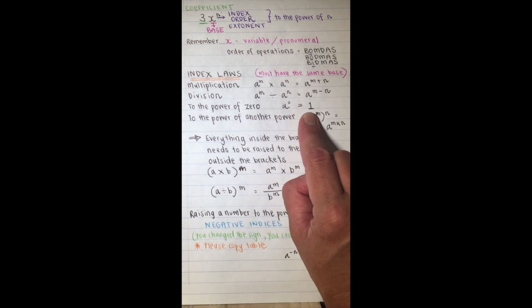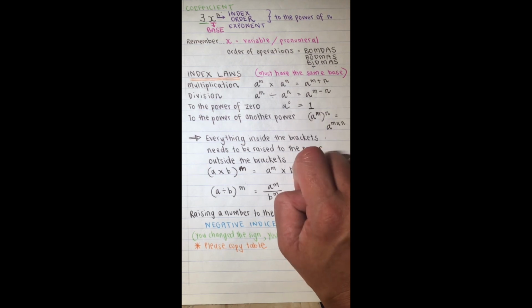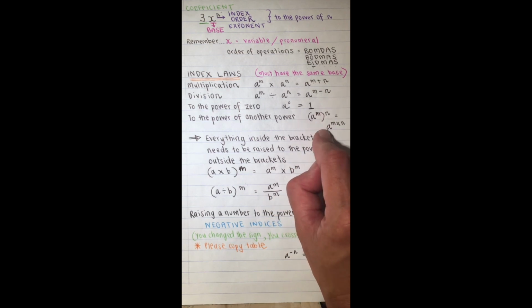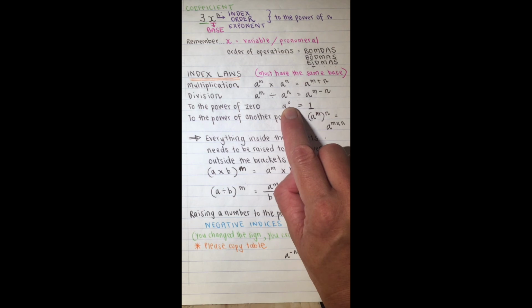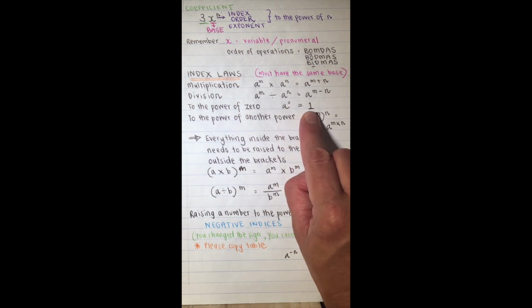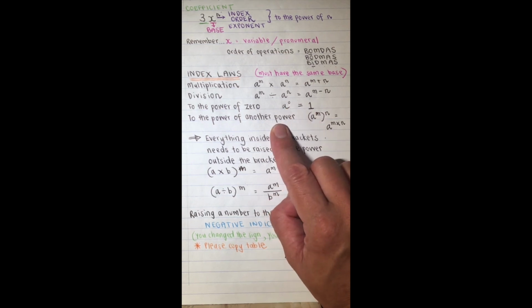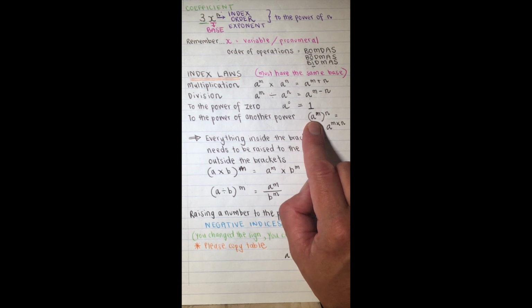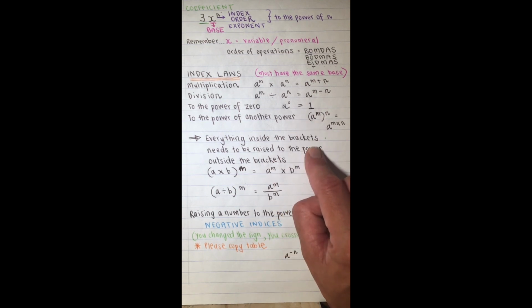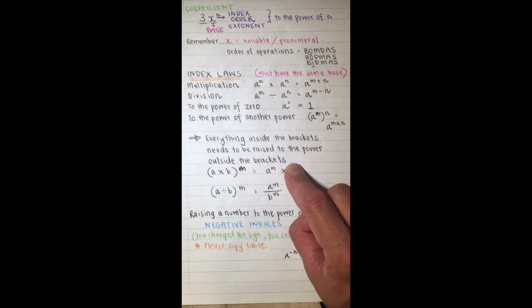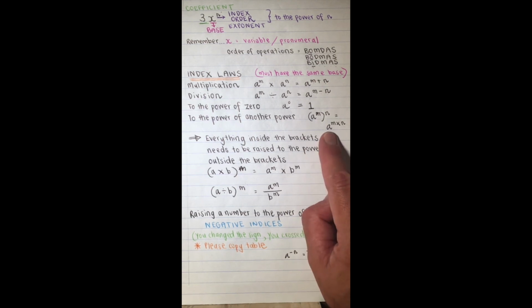Beautiful. Essentially, you're timesing something by 1 or dividing something by 1. When we had to the power of 1, you just had itself. To the power of 0, the answer is 1. So when we get to the power of another power, we've got to remember everything inside the bracket needs to be raised to the power outside the brackets because it's a to the power of m times n. A to the power of m multiplied by n. Whatever's going on in here, we're going to raise it to the power of n.